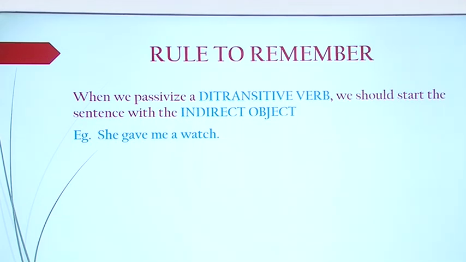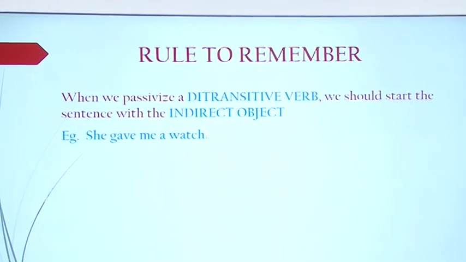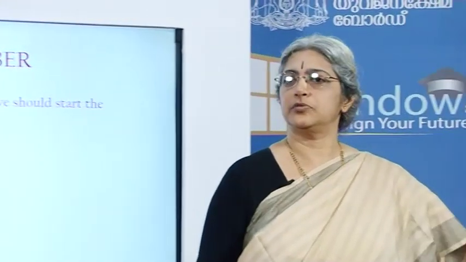She gave what? A watch. So what is that? Direct object. She gave a watch to whom? Me. So which is the indirect object? So in this, it is a ditransitive verb. You agree? It has a direct object and an indirect object.